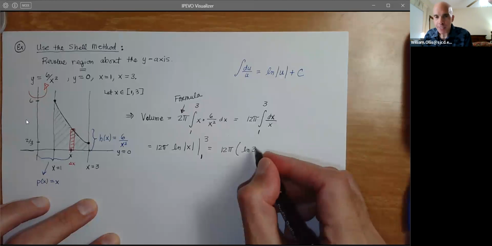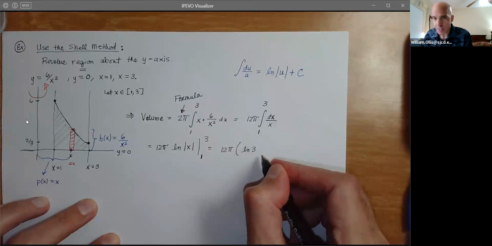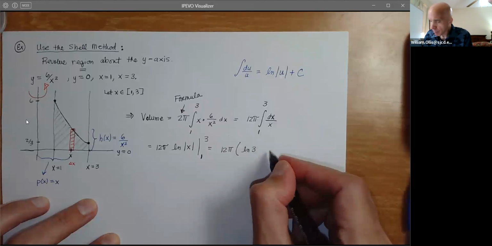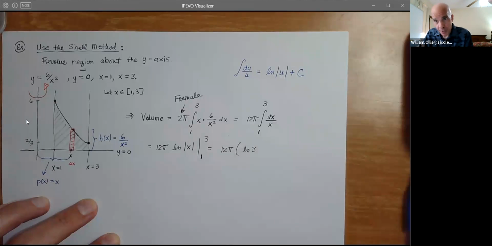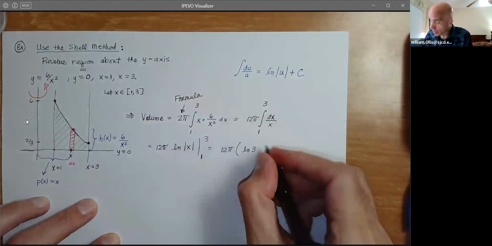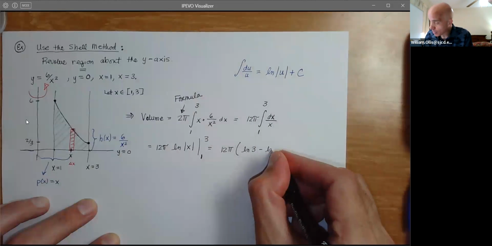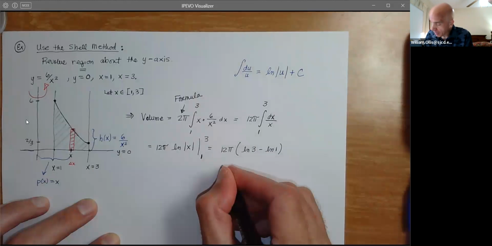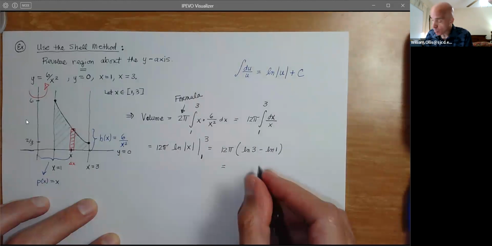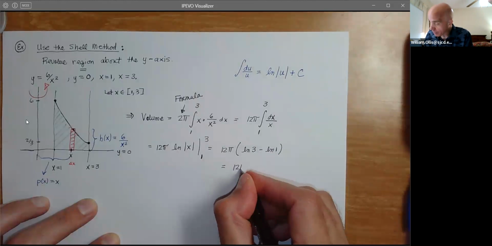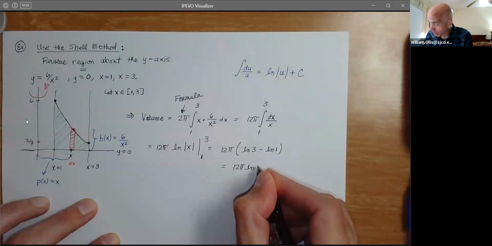And of course, in the WebAssign, they always like you to use parentheses. Here we don't need it. But if they put in a parenthesis, you close it. You know how the routine works. A natural log of 1. And of course, the natural log of 1 is 0. So we have 12 pi times the natural log of 3.